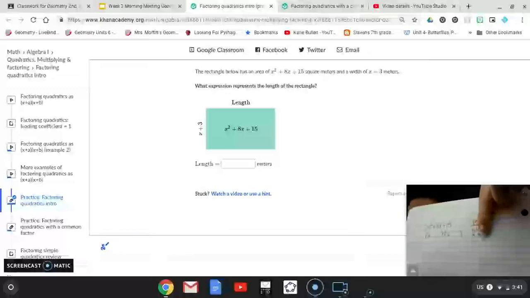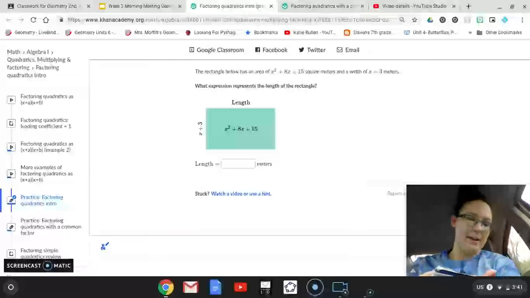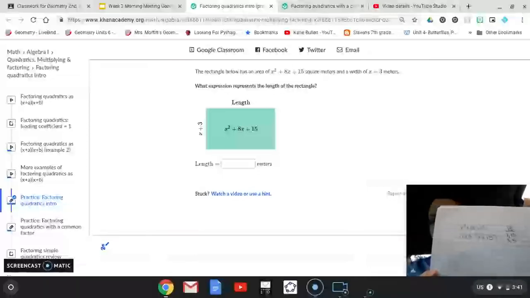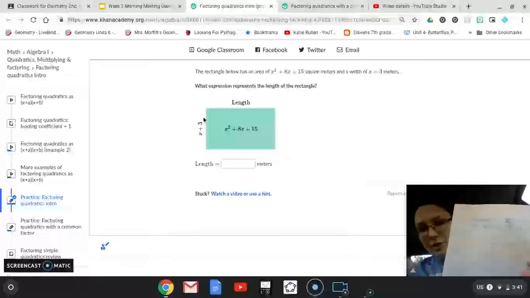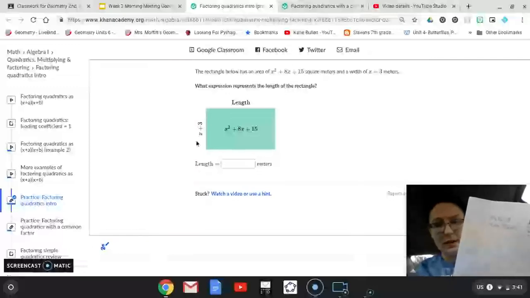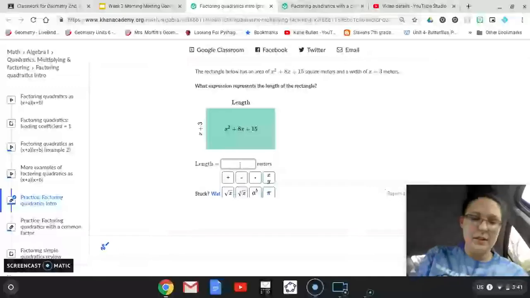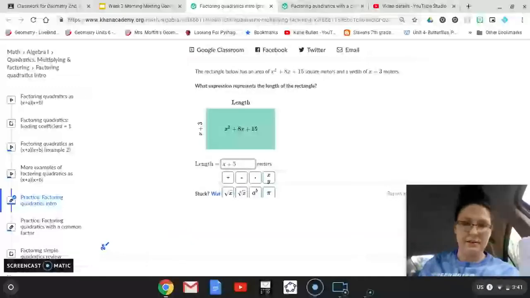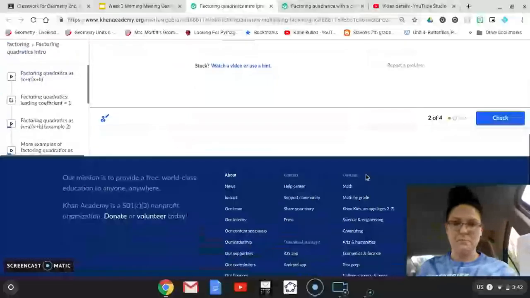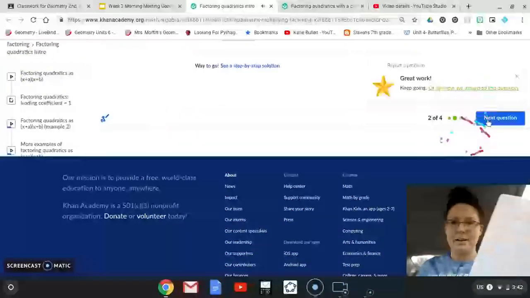Okay? All right, and since we wanted a positive 8, the 3 and the 5 need to be positive. So I have x plus 3 and x plus 5. Well, hey, that x plus 3, that's what they told me should have been my width to start with, right? So I know I'm on the right track here because I'm getting the pieces they say I should be getting. Well, then I have the x plus 5. So the length is x plus 5 meters. Okay, let's check. Got it.